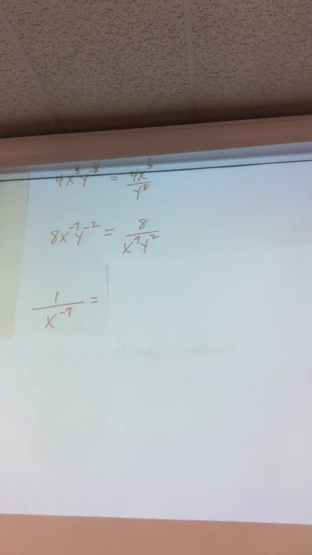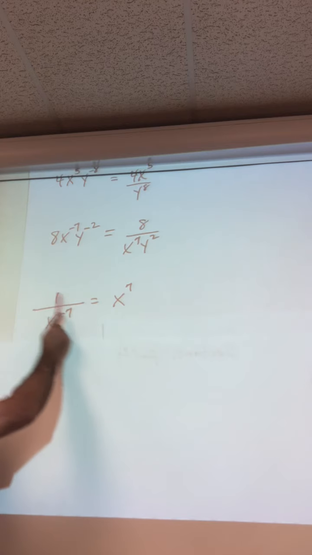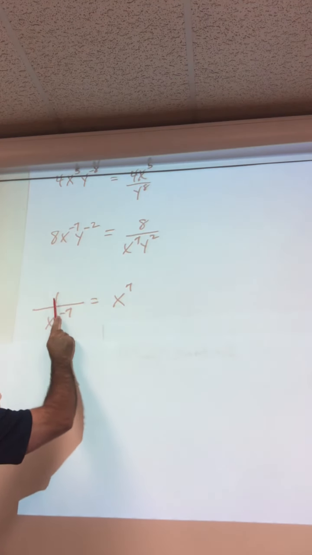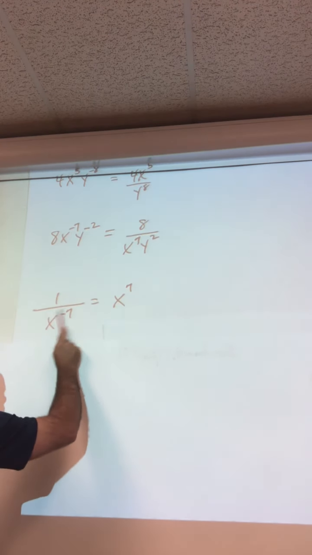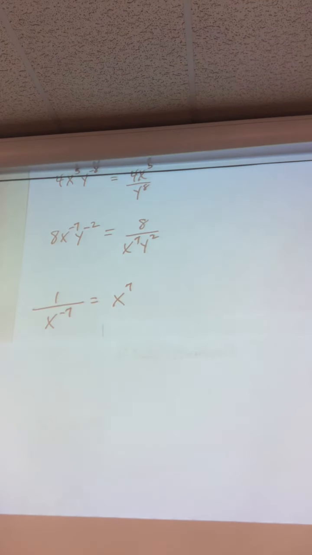Now, if it has a negative exponent in the bottom, you flip it and bring it back to the top. Now, when you bring it back to the top, this 1 is still right here. It's just 1 times that when you bring it to the top.